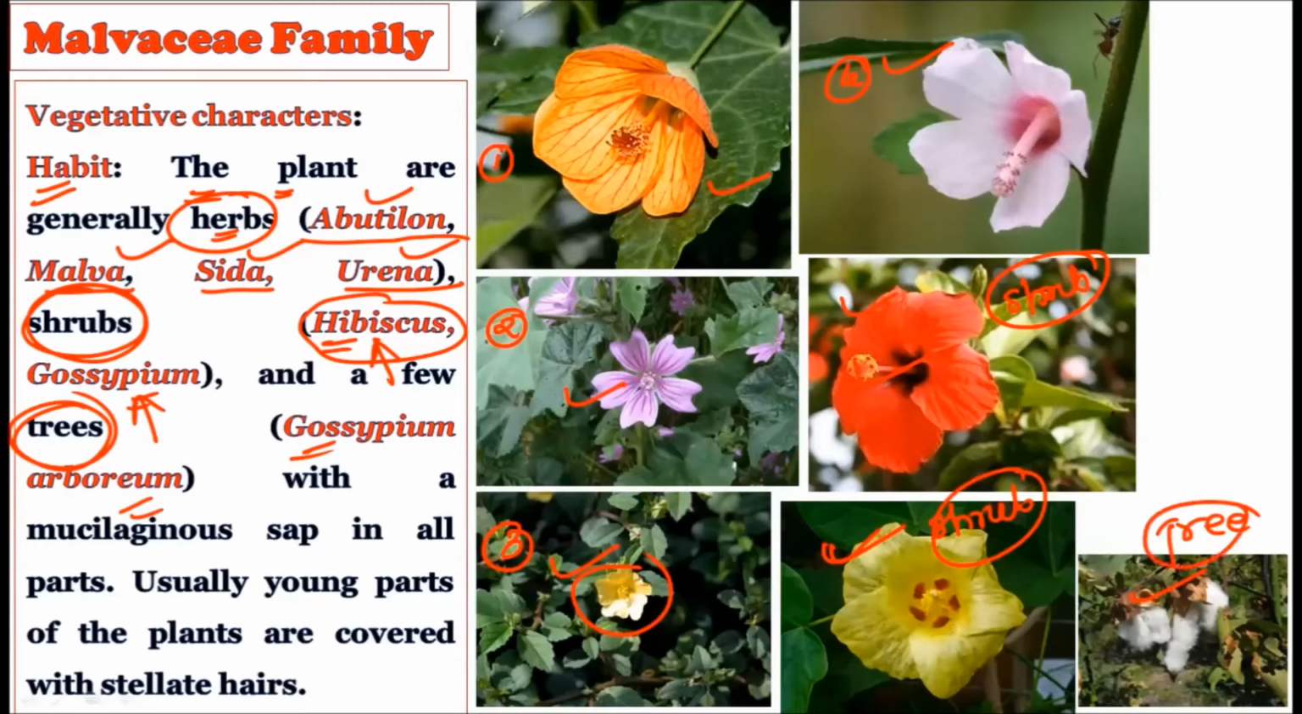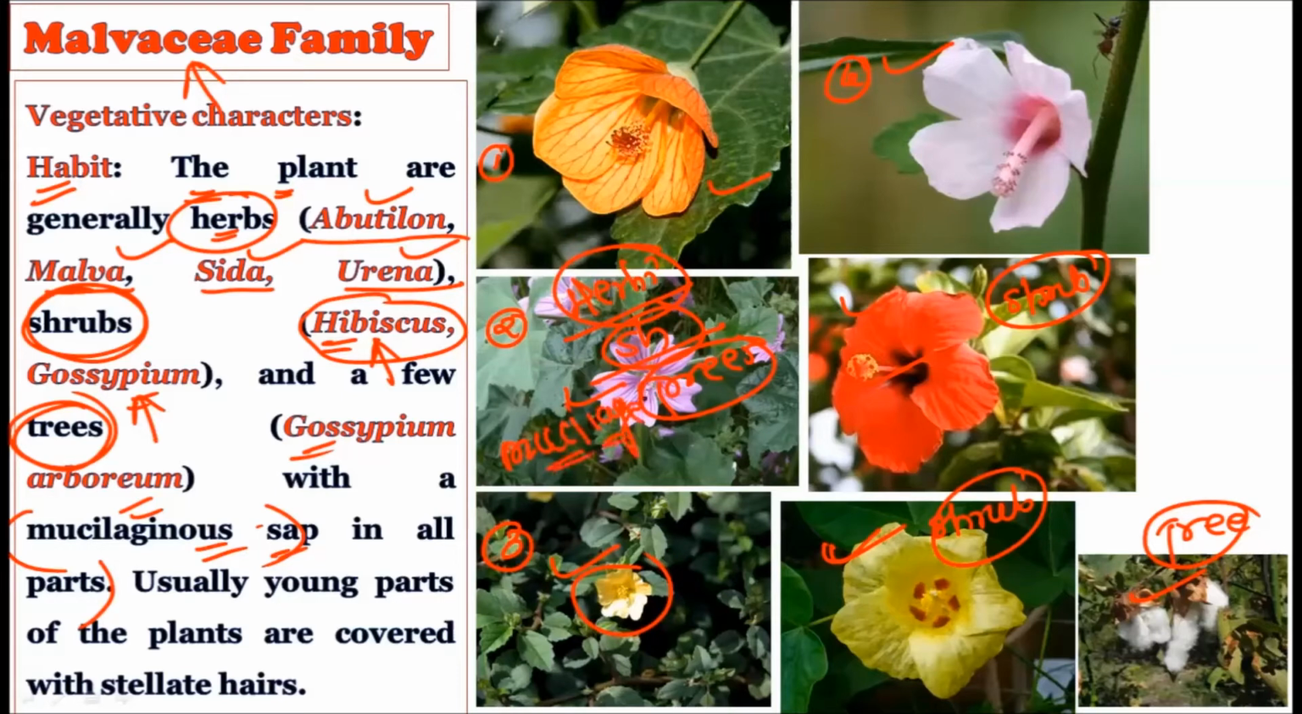So when we talk about the habit in the Malvaceae family, there are all three kinds of habits: herbs are there, shrubs are there, and trees are also there. The examples for the herbs, shrubs, and trees are there for the Malvaceae family. So this family harbors not only herbs but also shrubs as well as trees, with mucilaginous saps in all the parts. This is a very characteristic feature: they produce mucilage in all the parts.